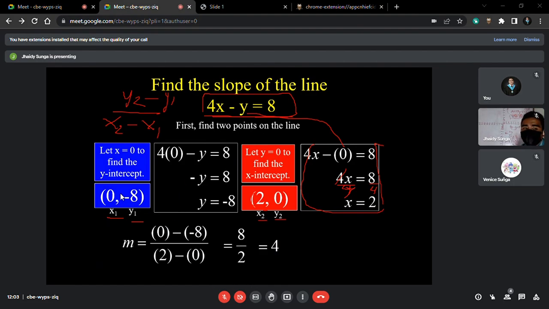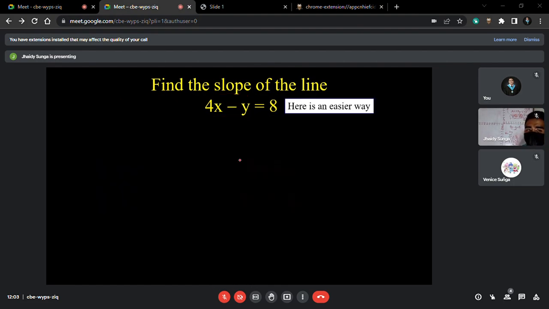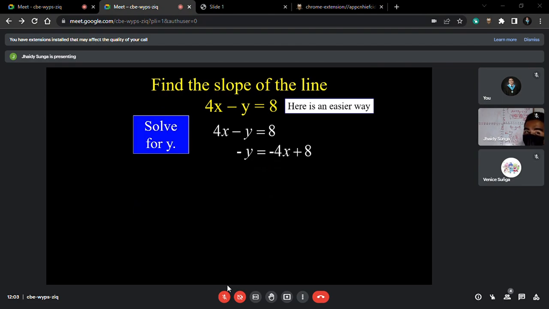Alright, so just to continue our thing. Now, in finding the slope, here's an easier way. So for the y, how are you going to solve for the y? Of course, the one that I did, just to cover up, we transfer that one. After we transfer all the equations, we could say that we have this negative y is equal to negative 4x plus 8, right? But it is negative, we simply multiply that all by negative 1.